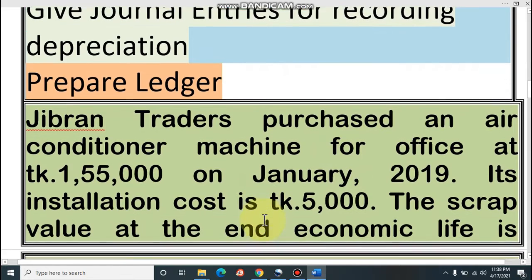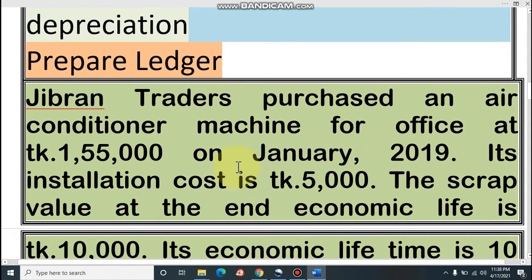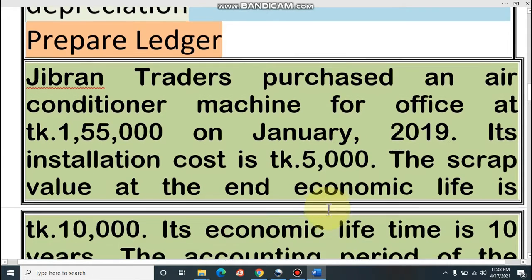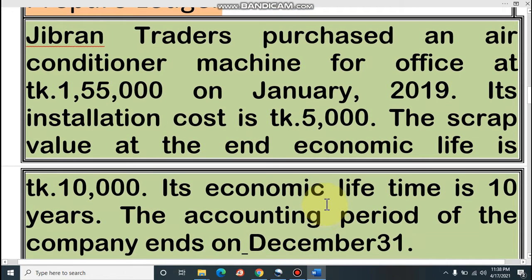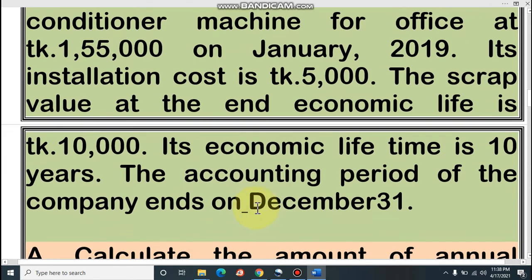We have taken a problem of Gibran Traders. Gibran Traders purchased an air conditioner machine for the office at Taka 1,55,000 in January 2019. Its installation cost is Taka 5,000. The scrap value at the end of its economic life is Taka 10,000. Its economic lifetime is 10 years. The accounting period of the company ends on 31st December.